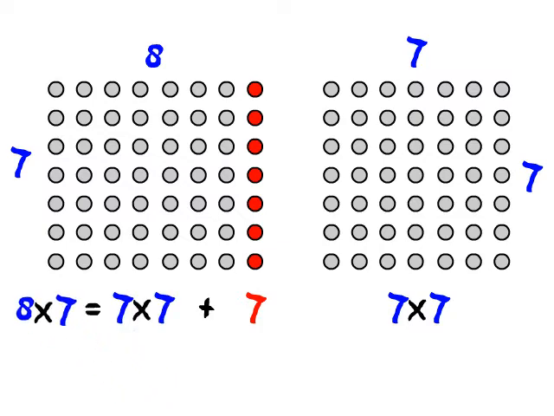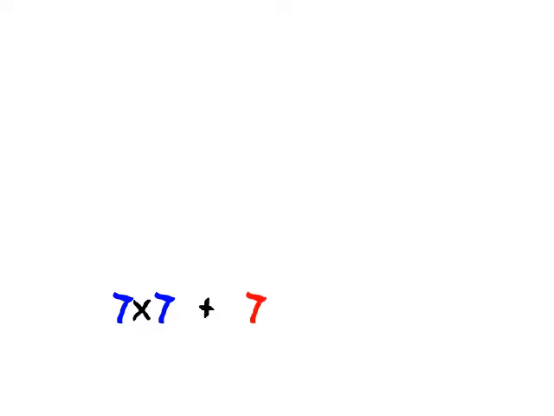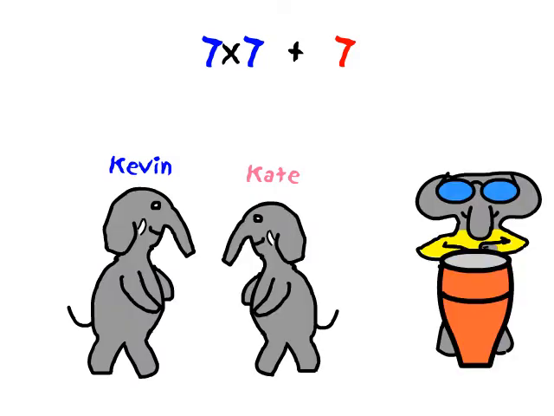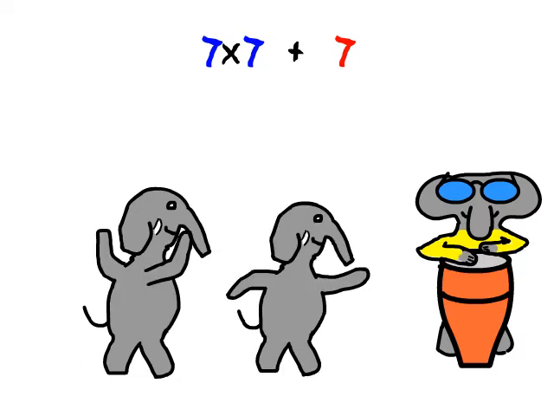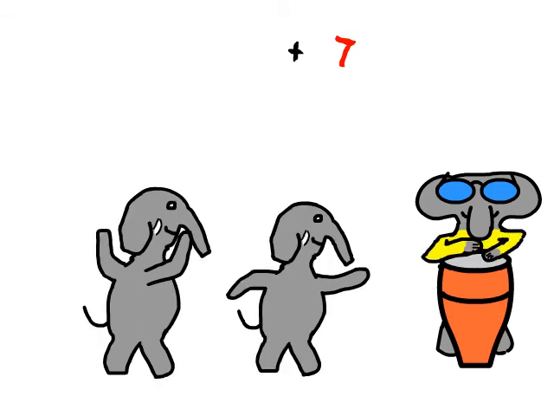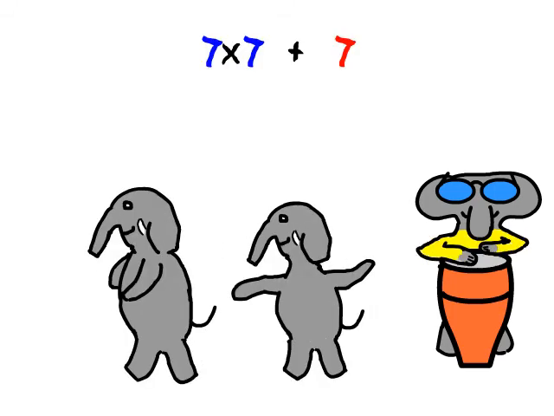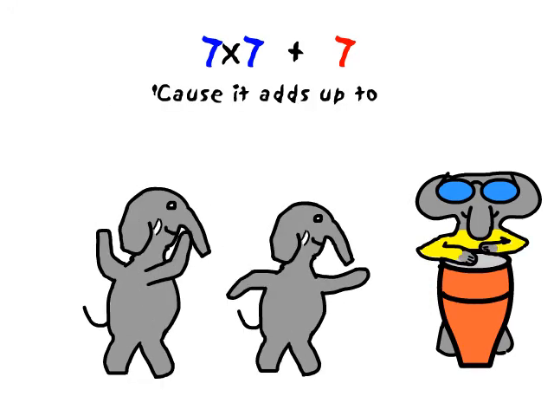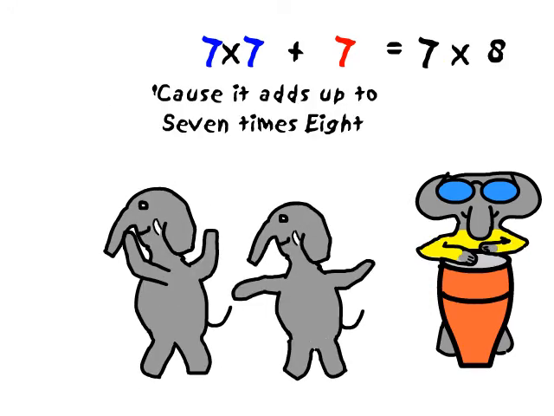8 times 7 equals 7 times 7 plus 7. You know, that had a kind of a nice little rhythm to it. 7 times 7 plus 7. Maybe Kevin and Kate, an ikunga player whose name we didn't get, can do a little dance to it. 7 times 7 plus 7. That's the dance that they did on the very first date, 'cause it adds up to 7 times 8.